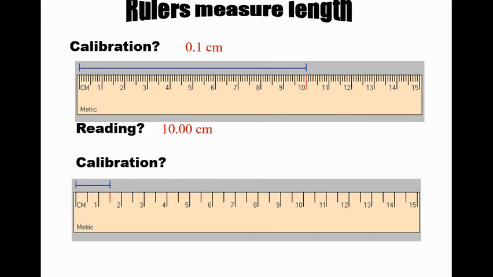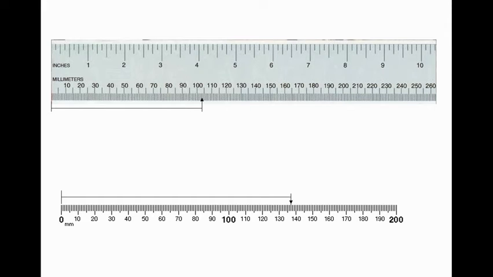My next ruler has a calibration of 0.5. It's not as precise of a ruler, it's not as highly calibrated. So you can see that my measurements aren't going to be as exact as the one with more calibration.